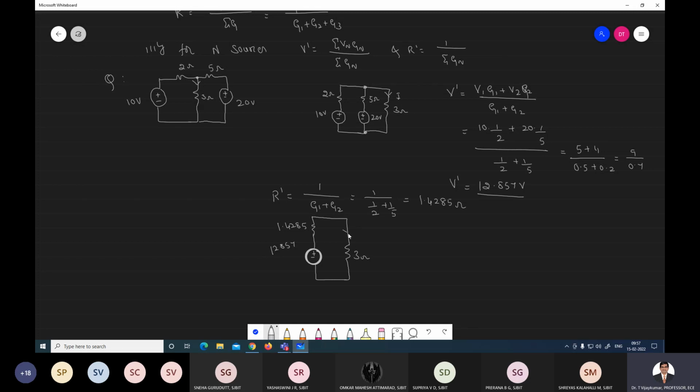In that, calculate the current I. I is equal to V by R. Apply KVL: 12.857 divided by the sum of the resistances, 3 plus 1.4285. So the I value is 2.9 amps. This is the answer.